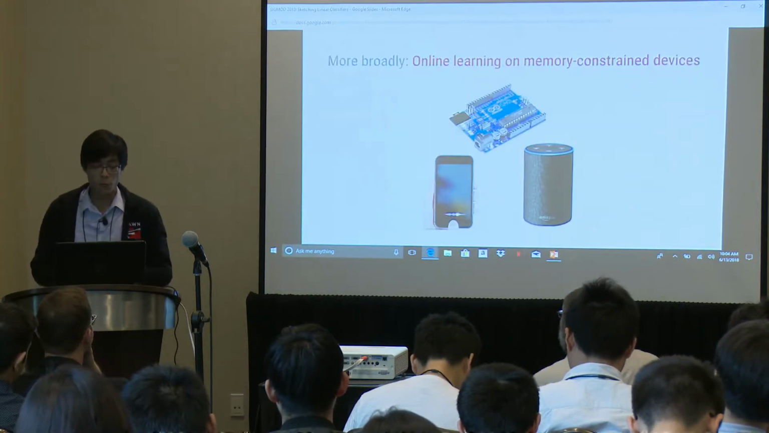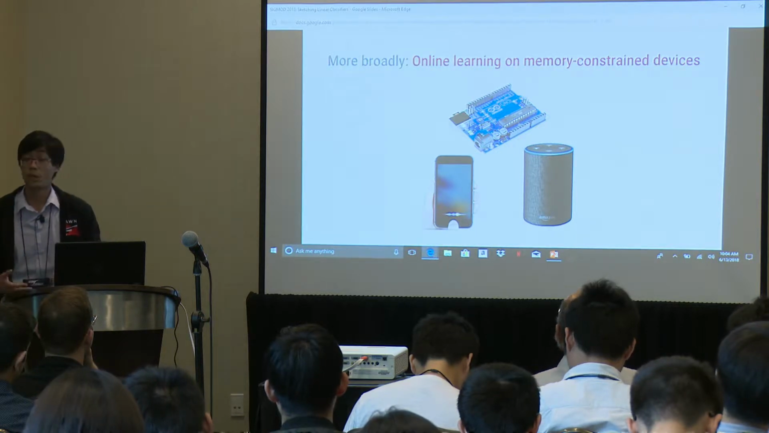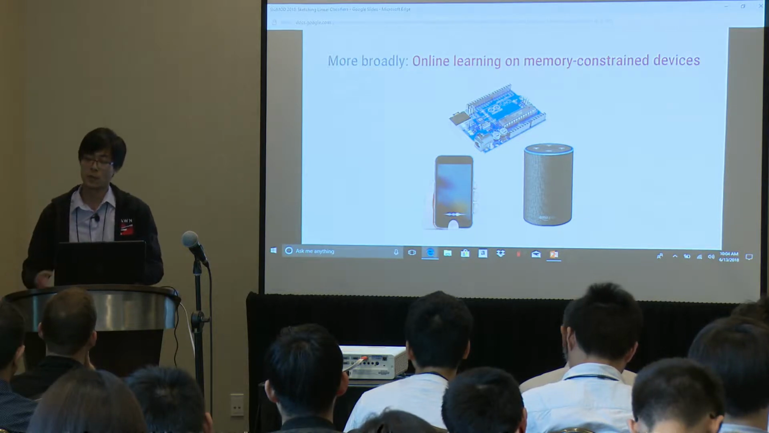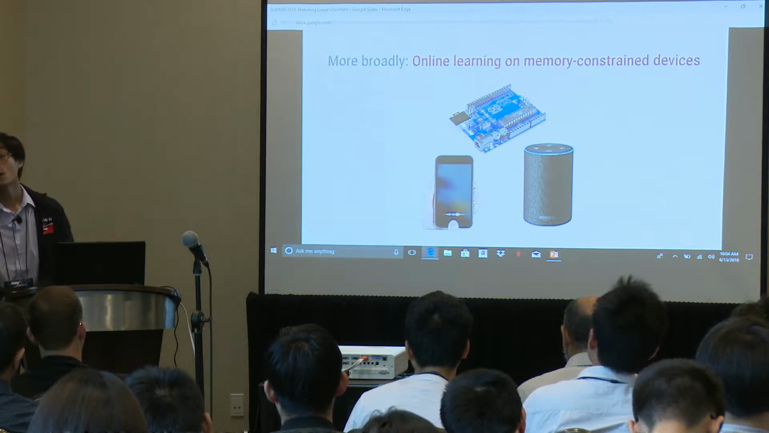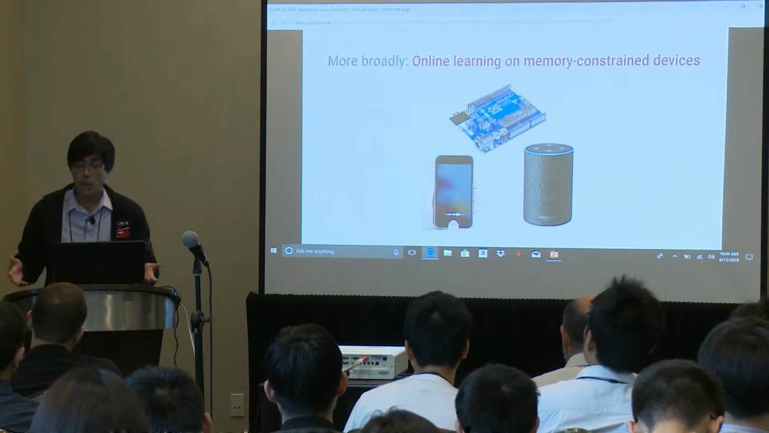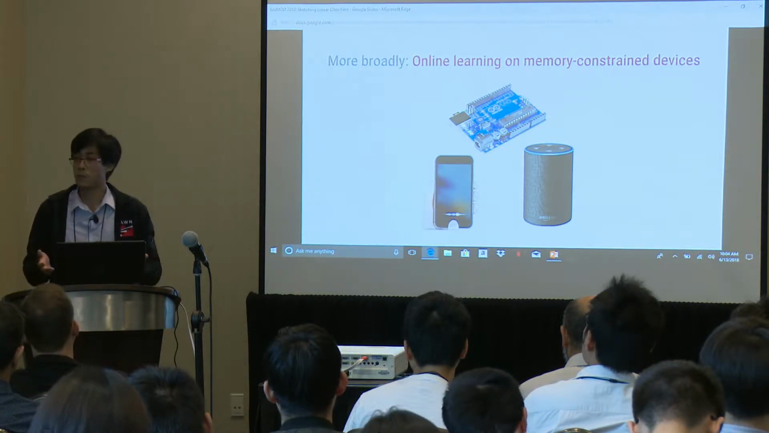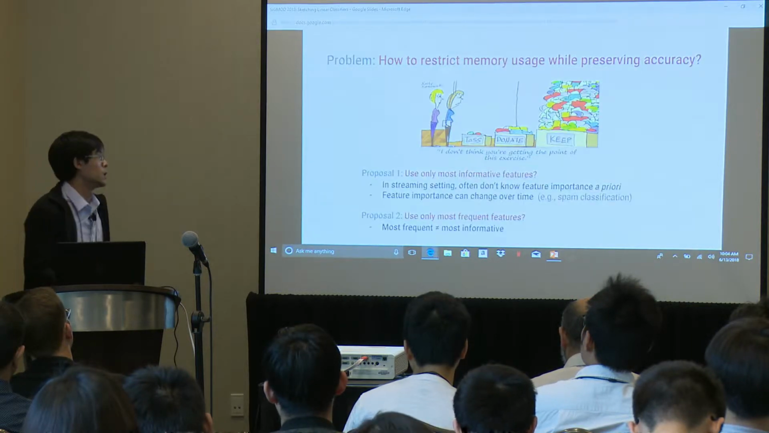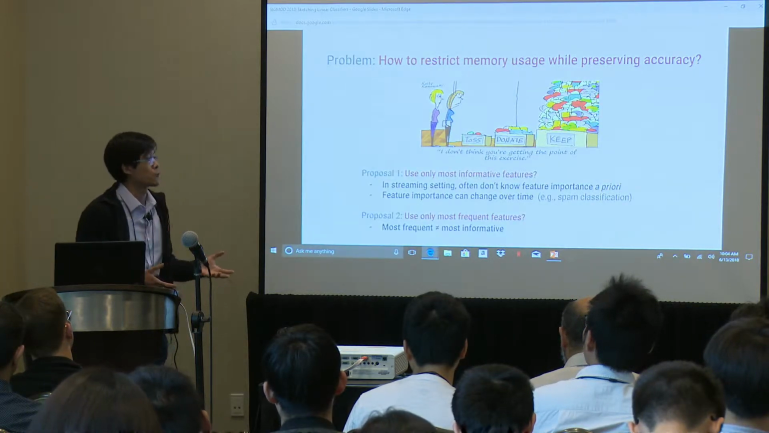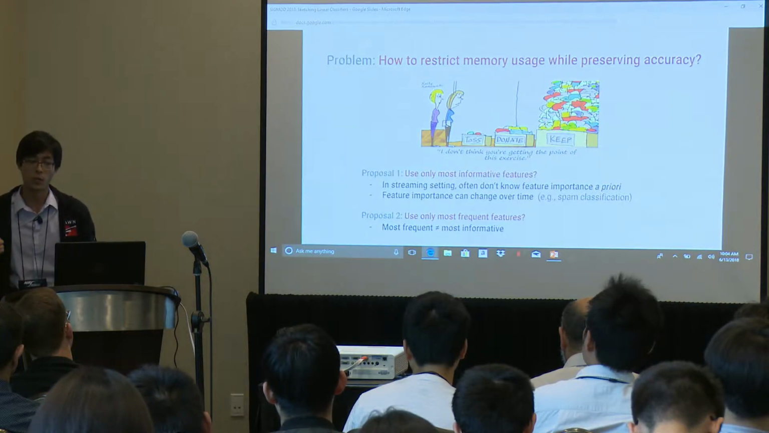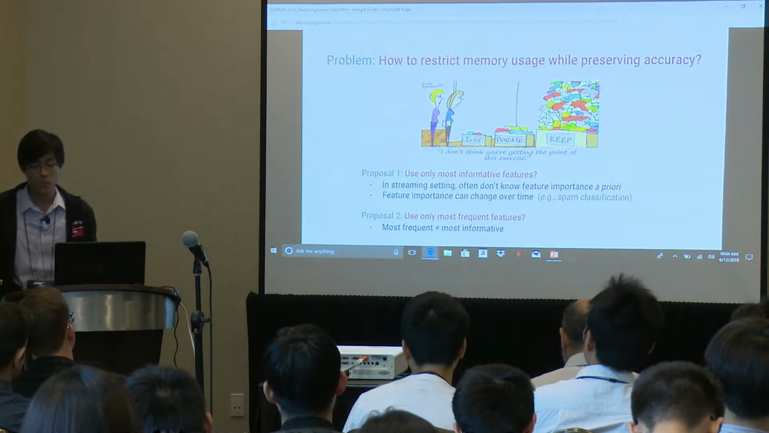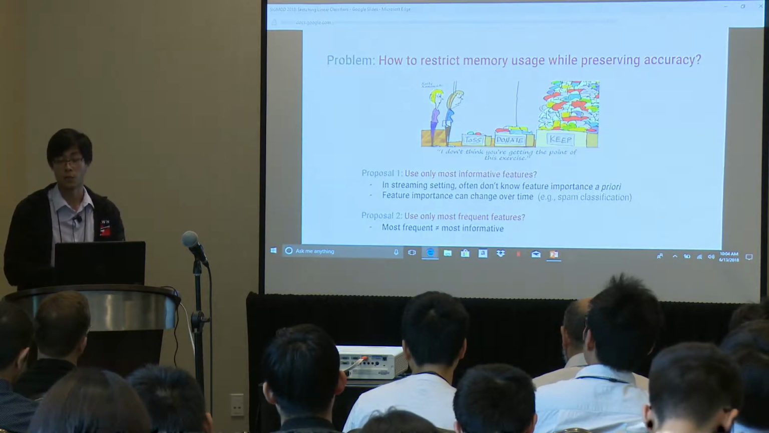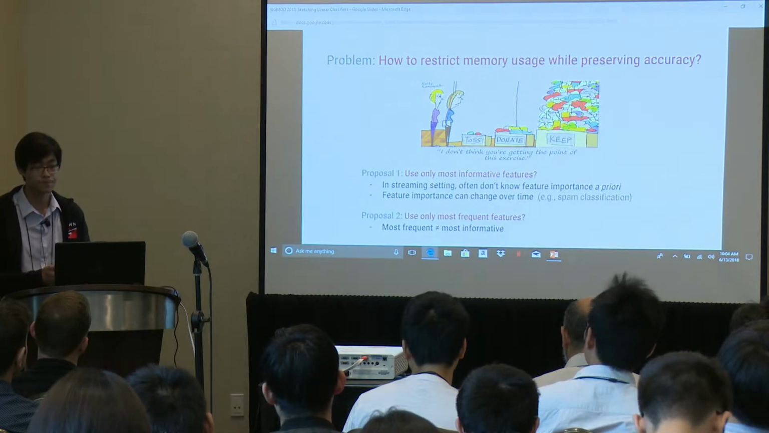More broadly, we consider this problem of doing online learning on memory-constrained devices. So not just traffic classification, but also other types of classifiers that learn online on devices like your mobile phone, on smart home appliances, even down to IoT devices with as little as 4 kilobytes of RAM. It turns out that this problem of restricting memory usage while preserving the accuracy of these classifiers is really non-trivial. To see this, we can consider two possible approaches to achieve restricted memory usage while preserving high accuracy.